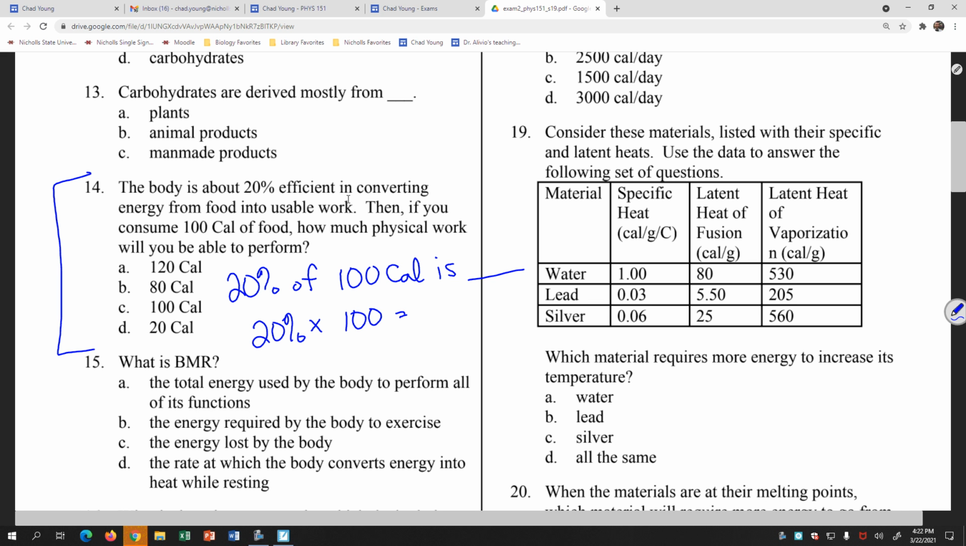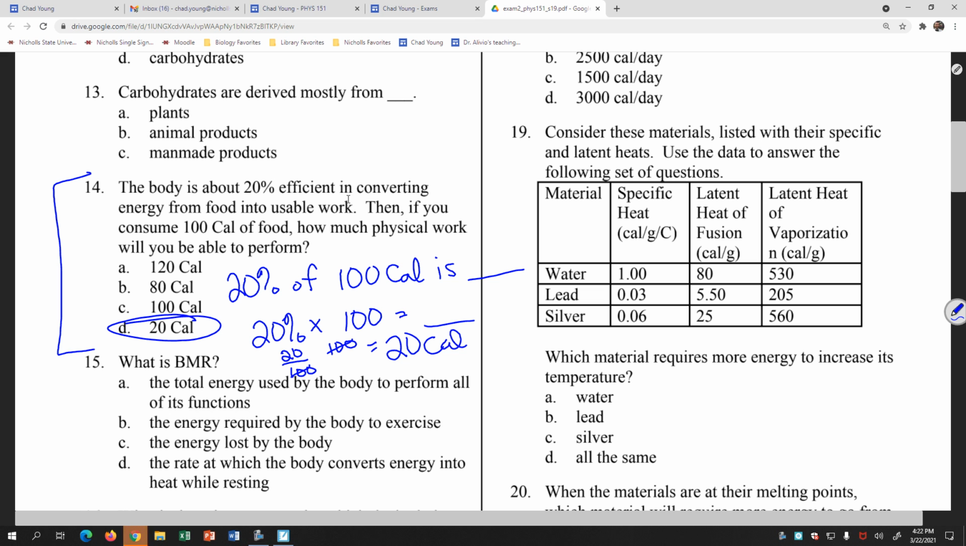Whenever I use the word is, that's an equal sign, is equal to whatever my answer is. 20% is 20 over 100 times 100. Cancel that out. That gives me 20 calories. So I get 20 calories.